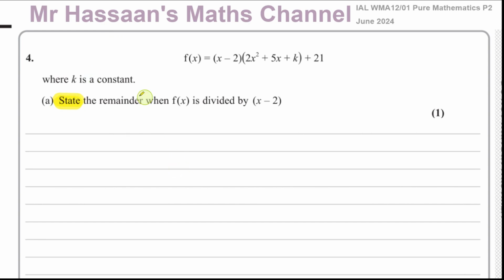Okay, and I can see the answer is going to be 21. The answer is just going to be 21. If I just write down 21, I'll get the marks. And now I'm going to explain why the answer is 21. Okay, and that is as follows.